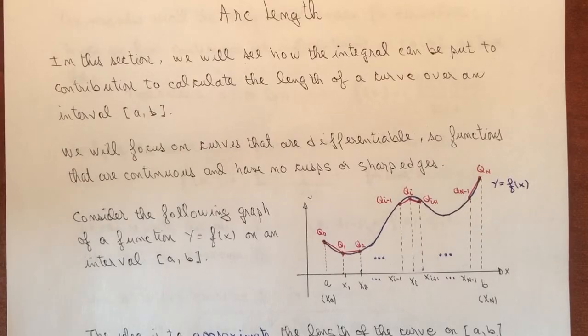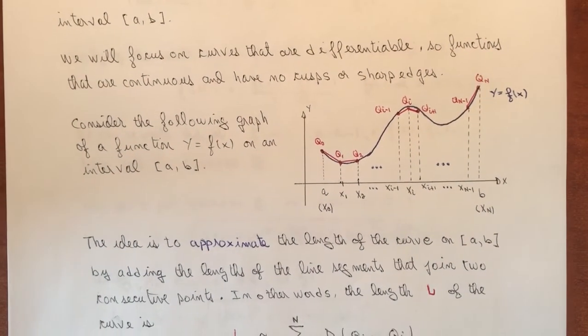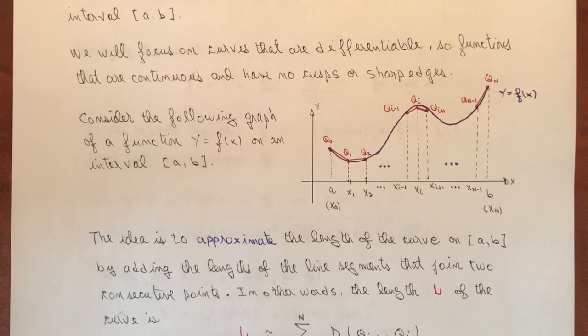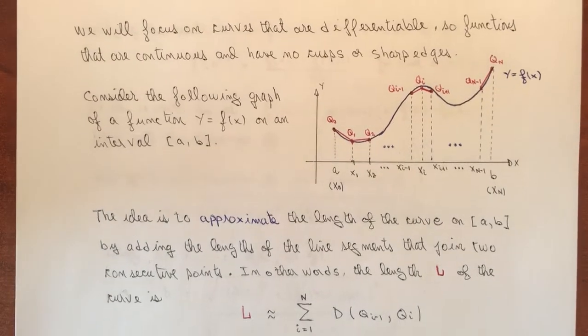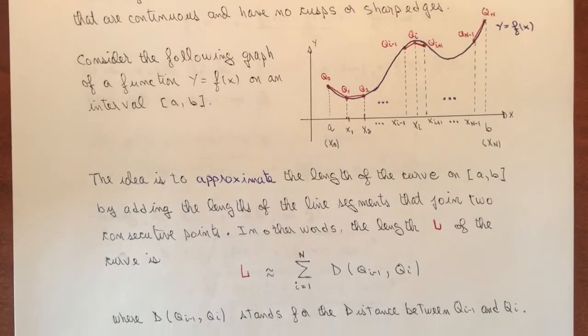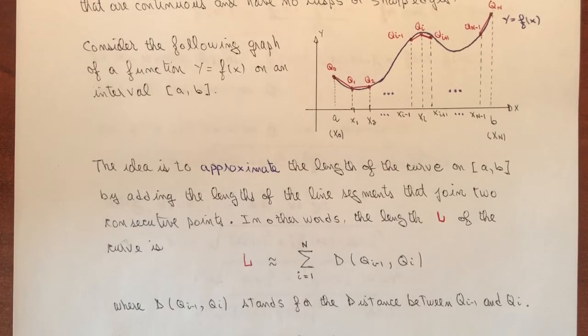So keeping that curve in mind, the idea that we will want to develop is actually simple and quite intuitive. We will approximate the length of the curve on AB by adding the lengths of the line segments that join two consecutive points. In other words, the length L of a curve is going to be given approximately by the summation i equals 1 to n of big D of qi minus 1, qi, where that expression, big D of qi minus 1 to qi, simply stands for the distance between the two consecutive points qi minus 1 and qi.